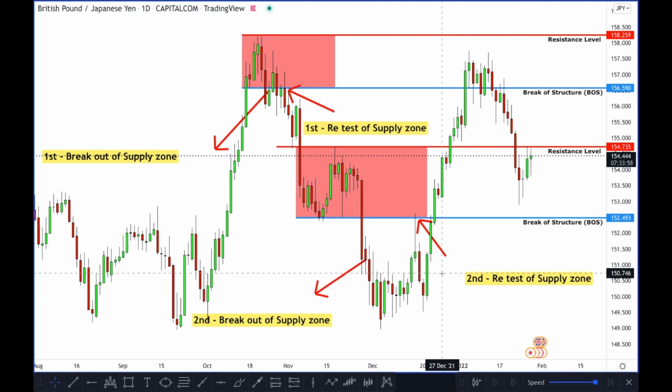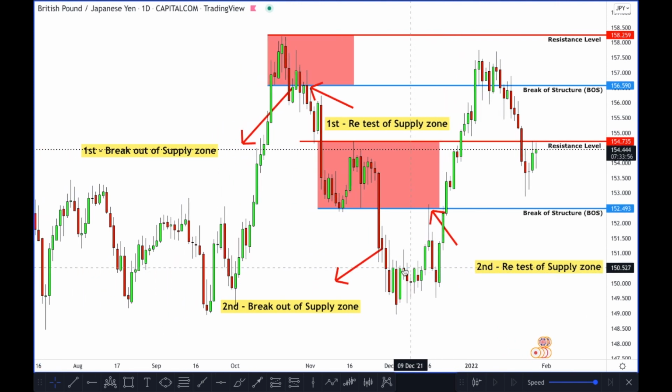So you can see here just two simple ideas of how people trade breakouts or retests of supply and demand zones, and that is sell zones. Now we're going to go into demand zones.